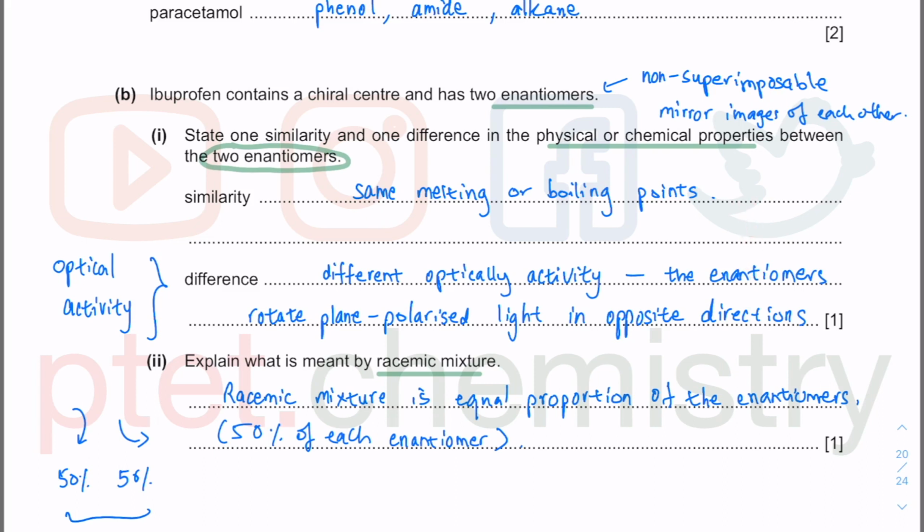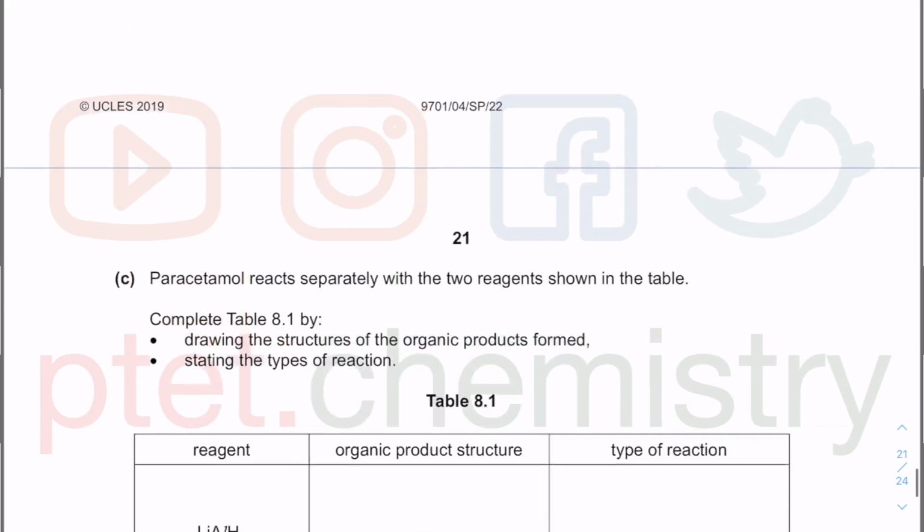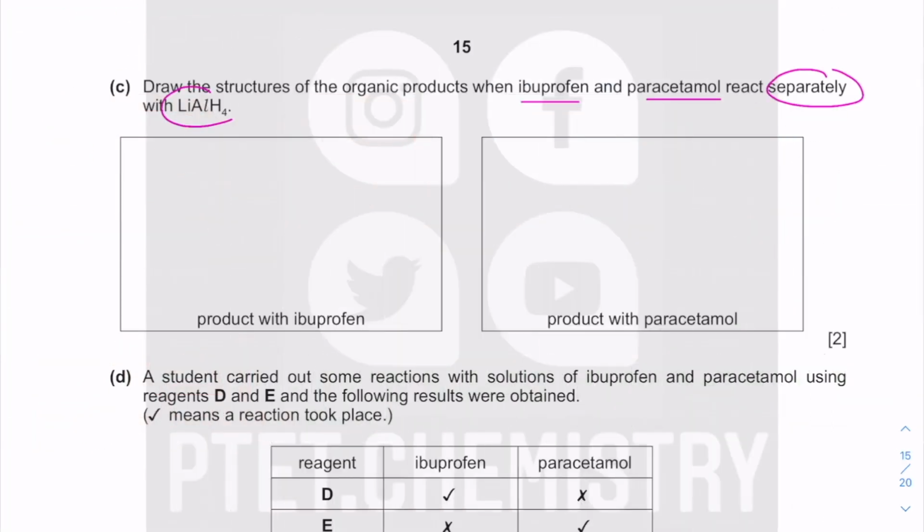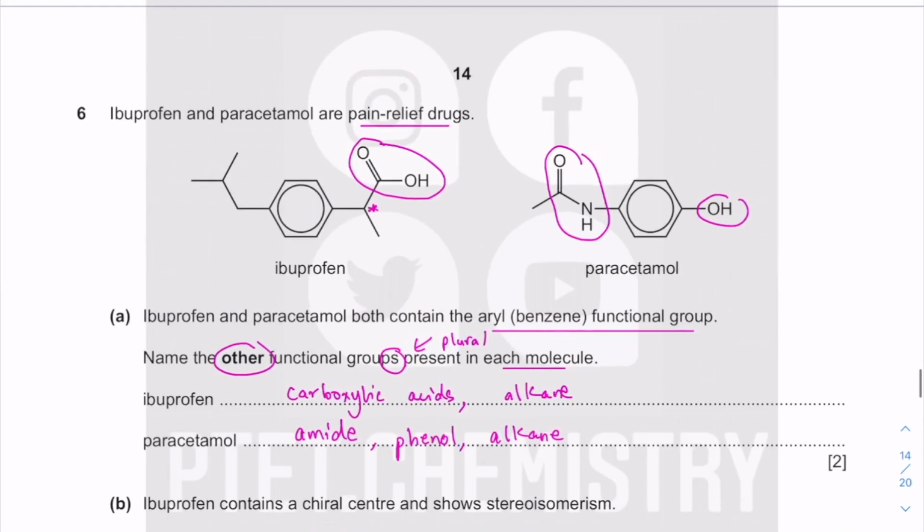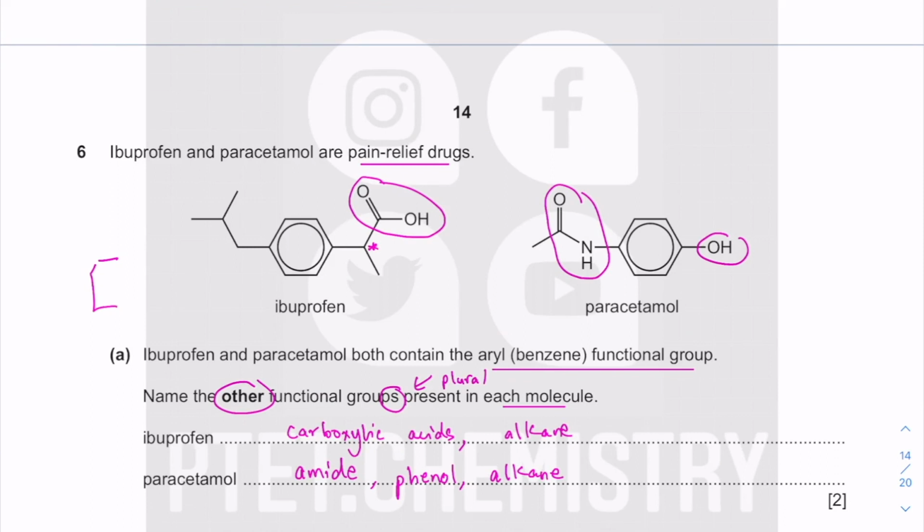These are as stated in the A2 syllabus as part of organic synthesis. Separate reaction with LiAlH4. This is a very strong reducing agent. So with ibuprofen, I think I'll just draw here. This is a carboxylic acid. It's the only group that will get reduced out of all the functional groups here. So what we will get is the primary alcohol. Nope, that is not correct.